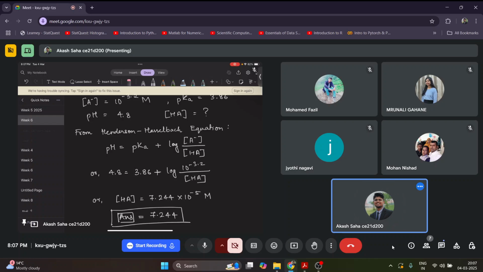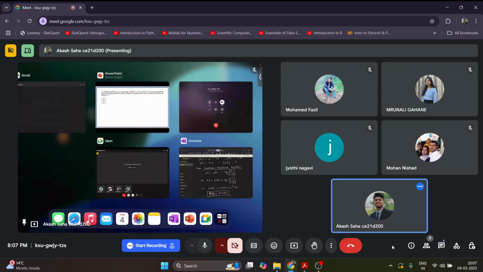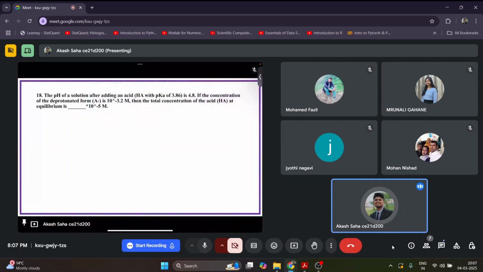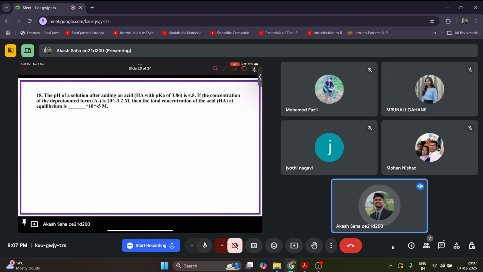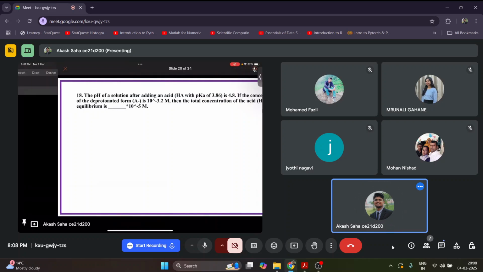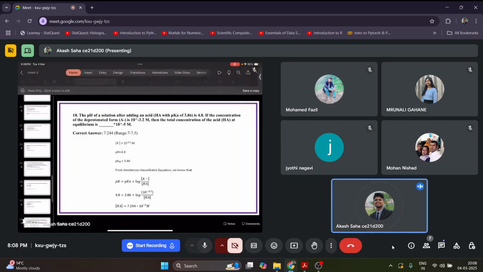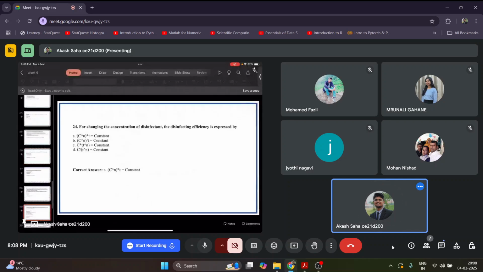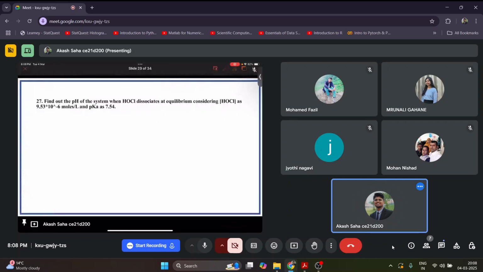Is it clear to all of you? This is known as the Henderson-Hasselbalch equation. Just note it down. Now since we have solved this problem, I will give a similar problem for you to solve. Please solve this.